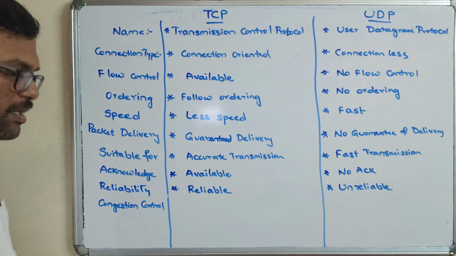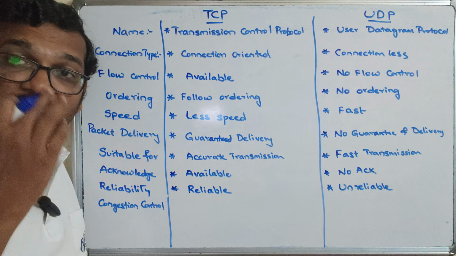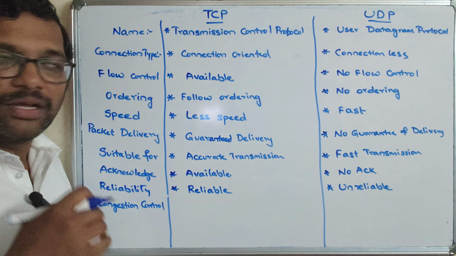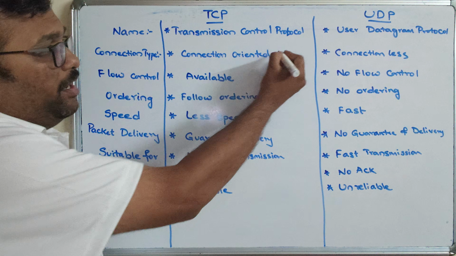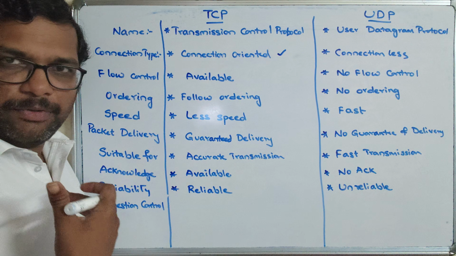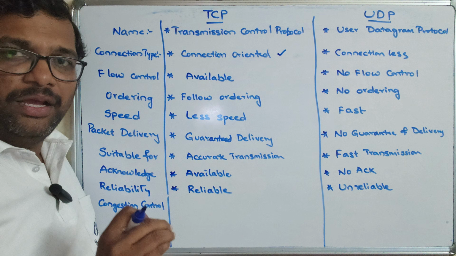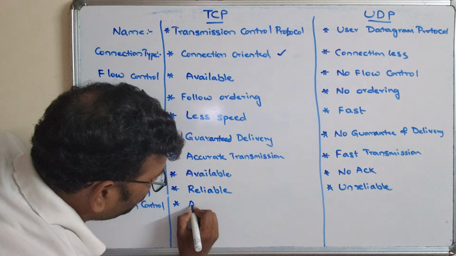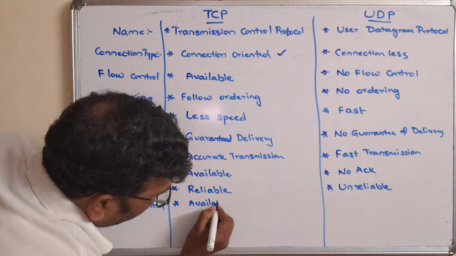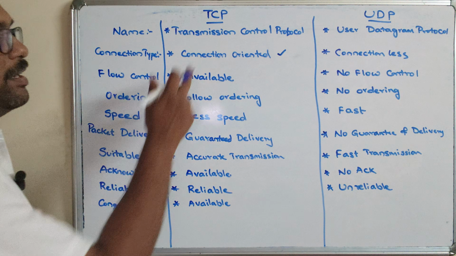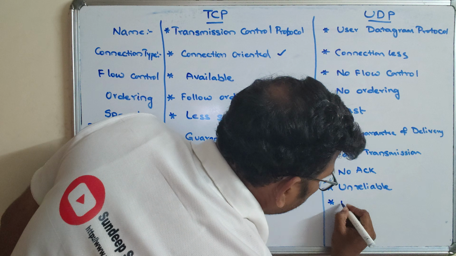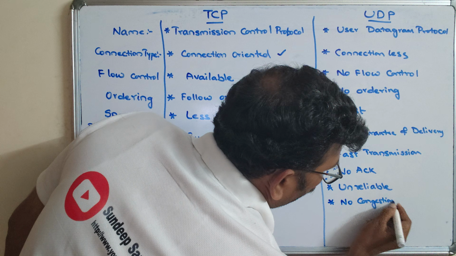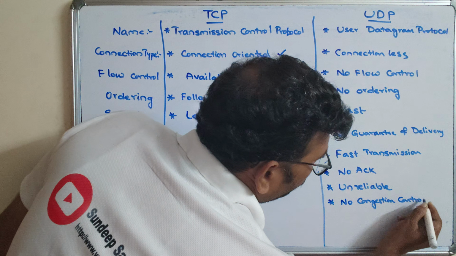The next one is congestion control. Congestion means heavy load in the network. TCP is connection oriented, so there will be a connection establishment between the sender and receiver, and there might be a chance of congestion. So yes, congestion control can be available in TCP, but here there is no congestion control. There is no fixed path.